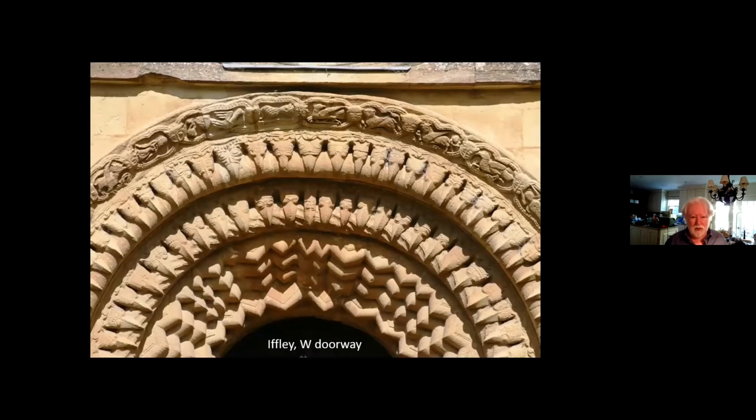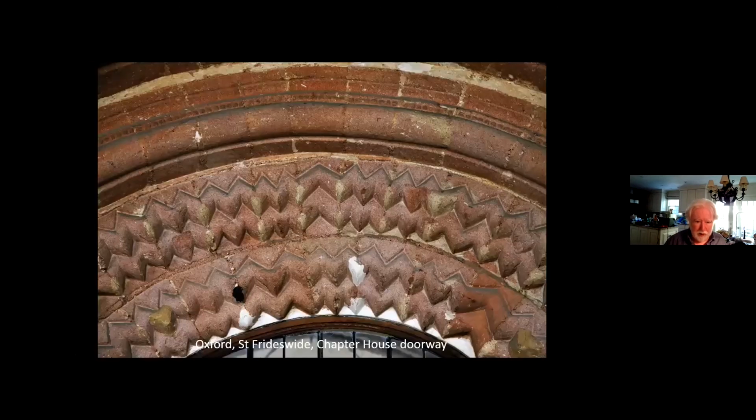Okay, the west doorway of St. Mary's for its medallions, about which I'm not going to say anything. Wonderful row, 2 rows of beakhead, and the chevron ornament, which I believe has important local connections. One being the chapter house doorway of St. Frideswide's, the cathedral at Oxford.